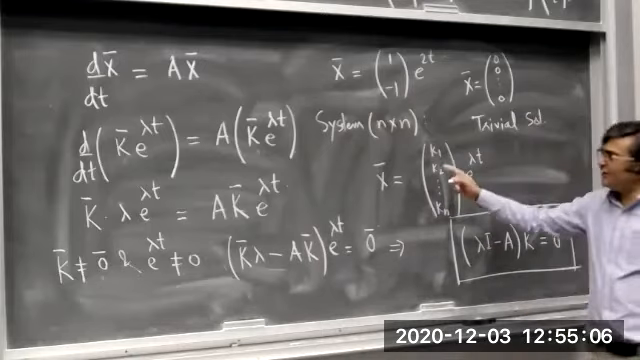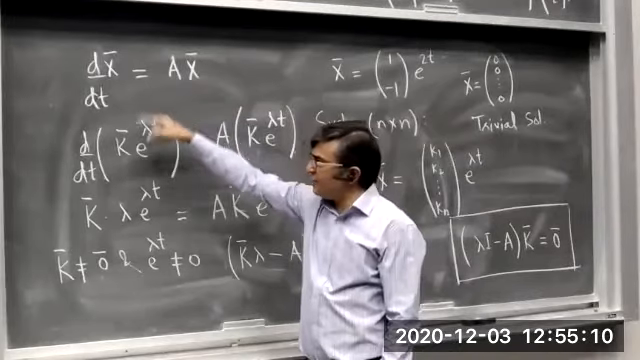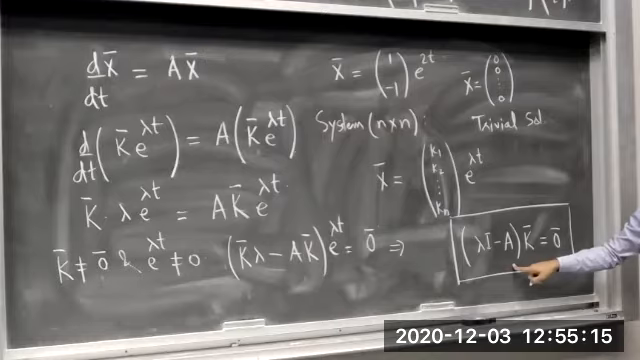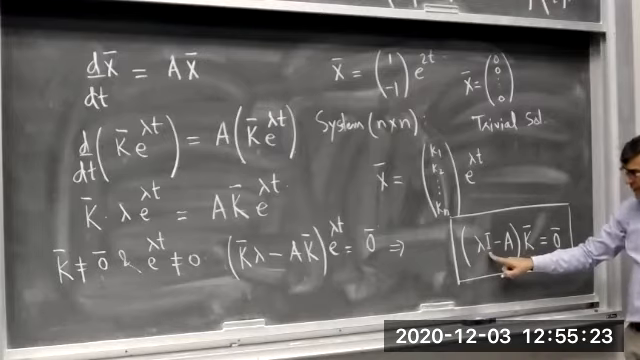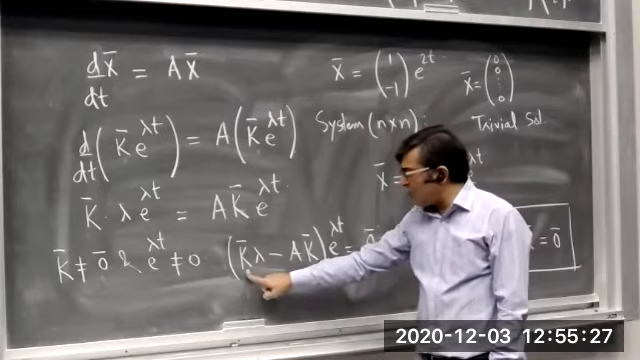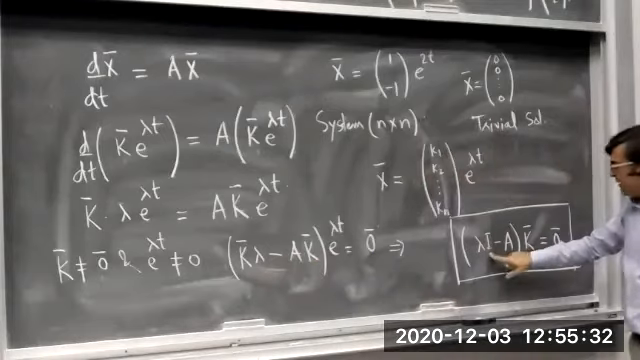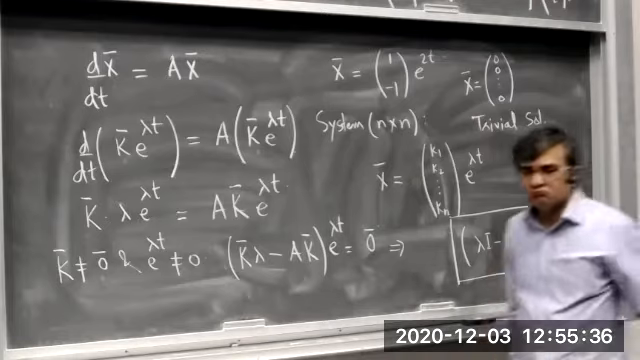So by inserting this solution into the system of differential equations, we arrive at this equation. Now, what is this? This is an equation which has lambda I minus A. Why did we write I here when we took K common from this equation? Can anyone tell me? Anyone?